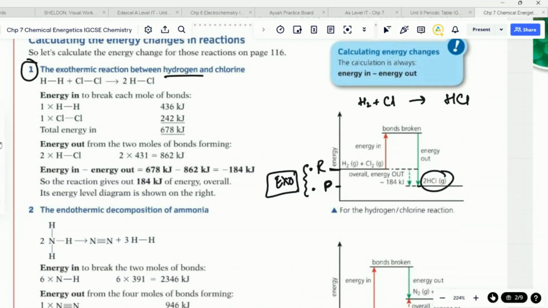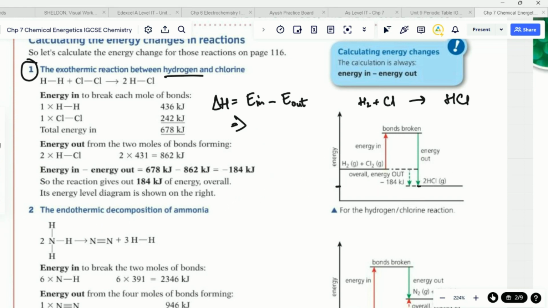How do we find enthalpy change? The formula for enthalpy change was energy in minus energy out. How much is my energy in? Now, this part will be provided in your paper. Most probably, they'll write down these values like this for you guys.